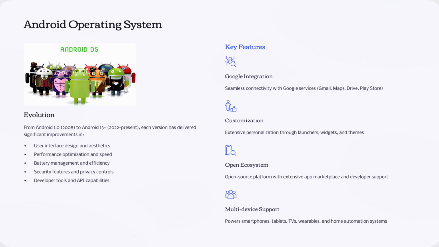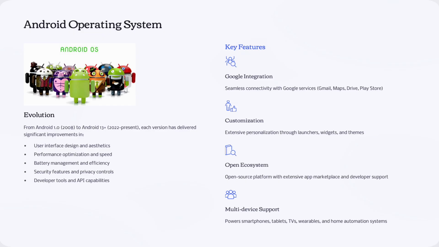Another slide is the Android operating system. Android since 2008 has become the world's most popular mobile OS. Each version has improved interface, performance, battery life, and security. Its key features include deep Google integration, customization, and support across devices from phones to TVs. Its open ecosystem has made it a favorite for developers and hardware manufacturers. So this is Android OS.